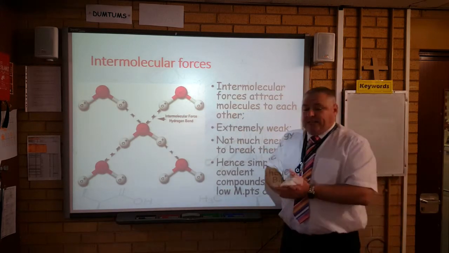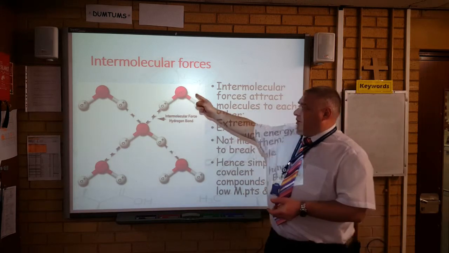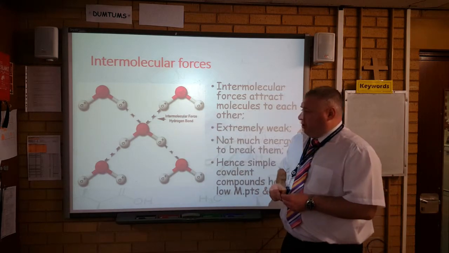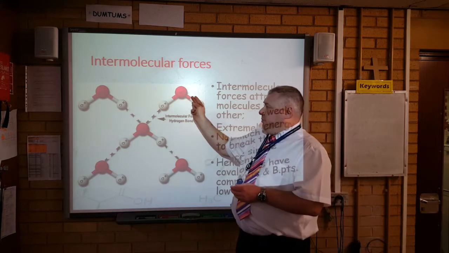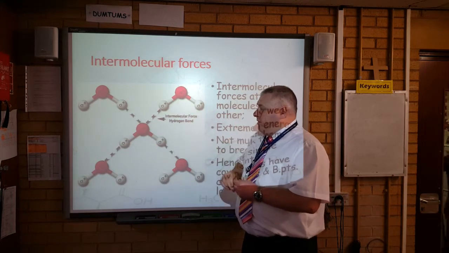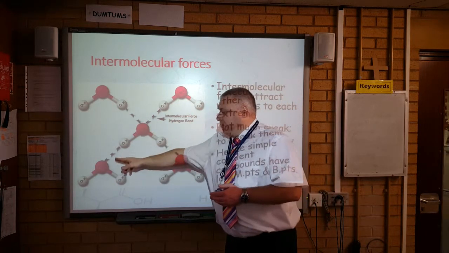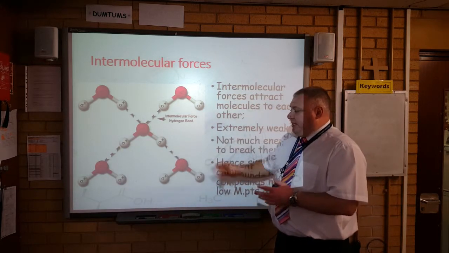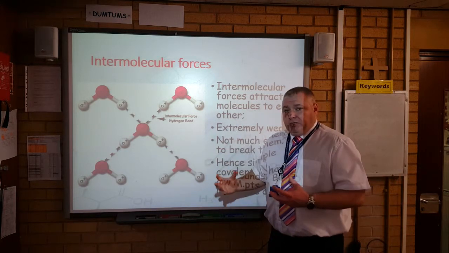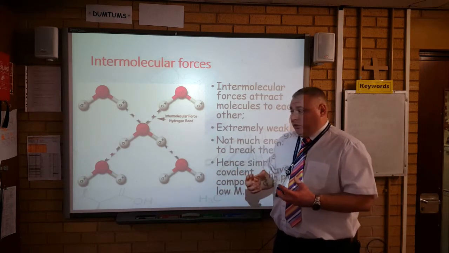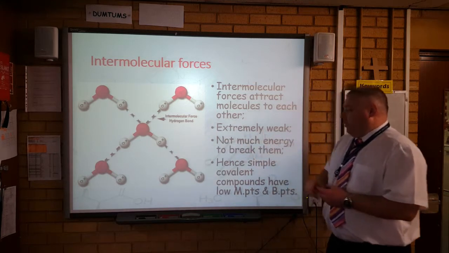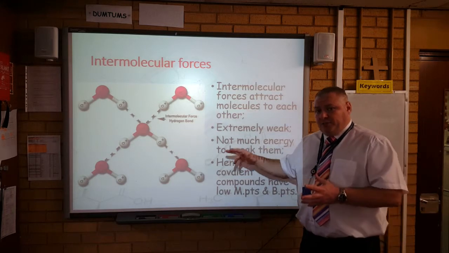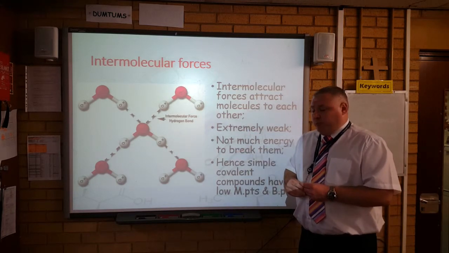Okay. Here we've got a diagram showing some water molecules, and the red atoms represent the oxygen and the white represent the hydrogen. And they're held together by strong covalent bonds. If you look at the black dotted lines in between the molecules, they represent the intermolecular forces. Now, intermolecular forces are extremely weak, okay? So it's easy to overcome these, and because it's easy to overcome them, you don't need much energy to break them. And that's why covalent substances have low melting points and boiling points.